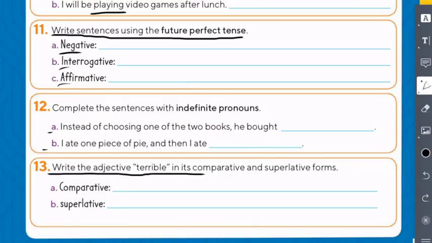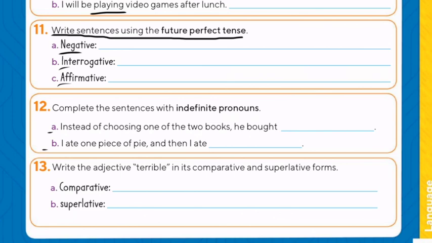Ready? Excellent. Congratulations. We're going to finish this with the number 13. Ready? Let's read. Write the adjective terrible in its comparative and superlative forms. Right? Letter A, comparative. Letter B, superlative. Okay. First, remember we learned this last week, right? Last week we learned comparative and superlative. It's super easy. Okay, so terrible, how many syllables? Terrible. Terrible. 3.